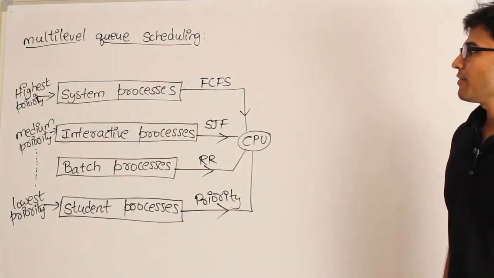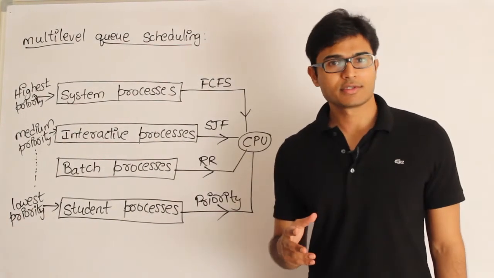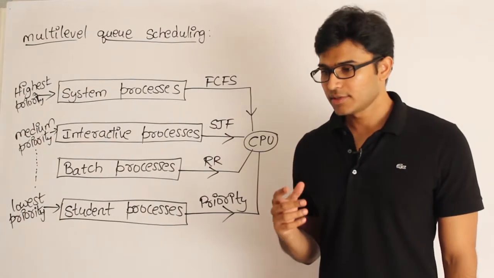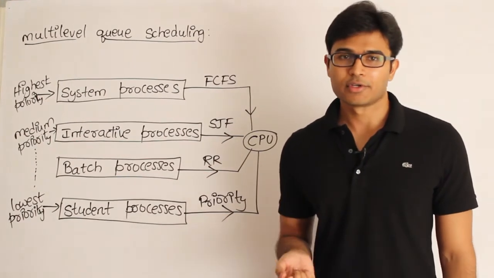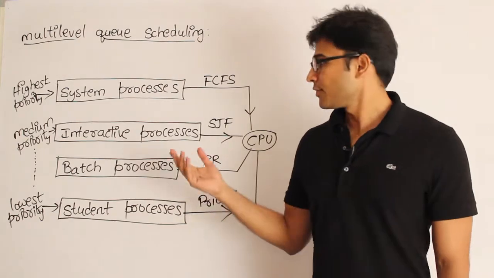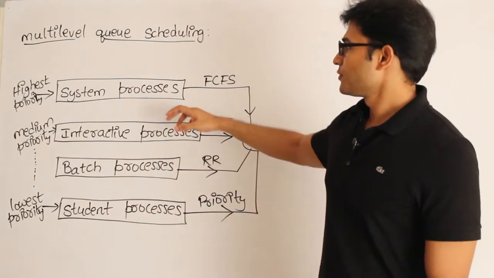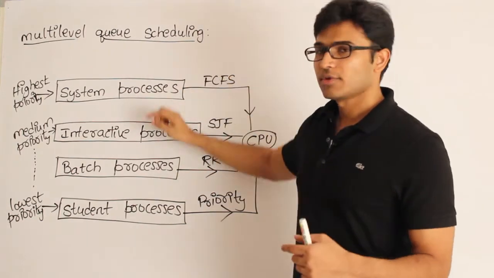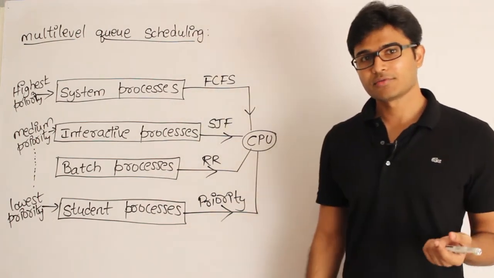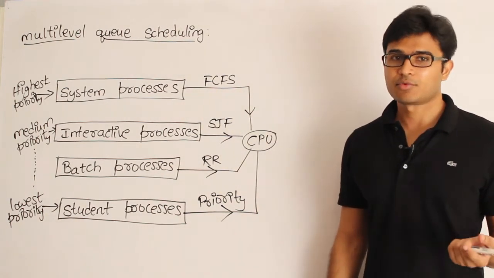Now, having one queue and scheduling all the processes is really difficult, in the sense that there are various types of processes in the computer. The operating system itself will have some processes to run. The programs which belong to the operating system are called system processes.